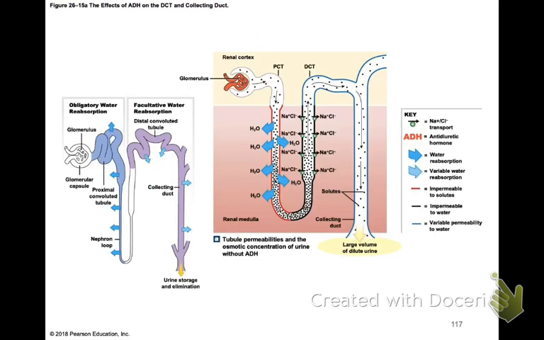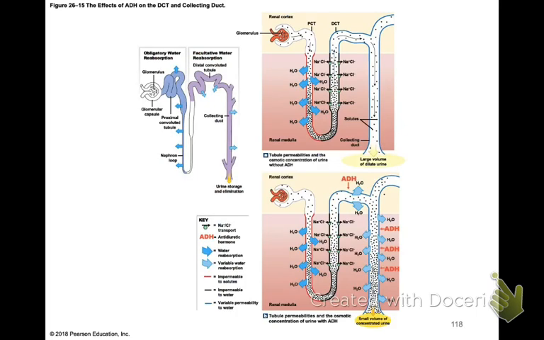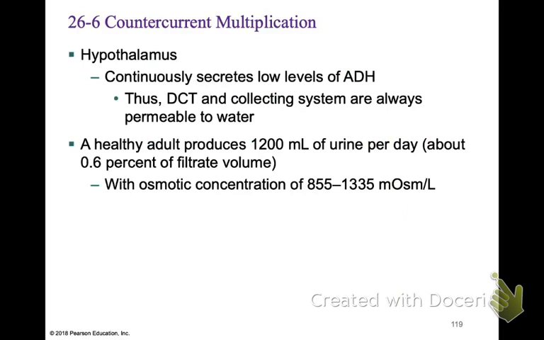So this diagram shows you where the water's leaving in the descending limb, where the sodium and chloride are being transported out in the ascending limb. And in this case, antidiuretic hormone is not being secreted. And in the lower figure, you see that it is. So ADH is being secreted and water is leaving in large amounts. So you're going to have a small volume of concentrated urine in the presence of ADH. In the absence of ADH, in the top picture, a large volume of dilute urine.